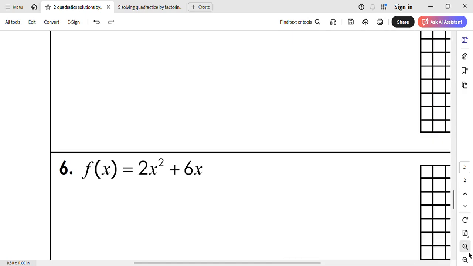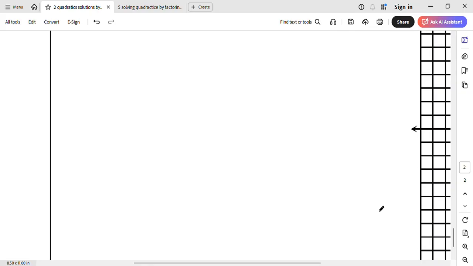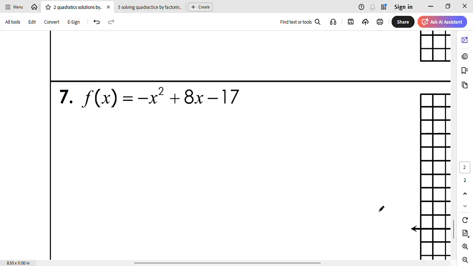Negative x squared plus 8x minus 17. Okay. I'm gonna put that on my calculator. Negative x squared, 8x, negative 17. Negative x squared plus 8x minus 17. Okay? Oops, you guys didn't see that. Okay. Negative x squared, 8x minus 17. Okay, that's half the battle. Can you just put it as y equals in the graphing calculator? Okay. Then you're just going to hit graph.